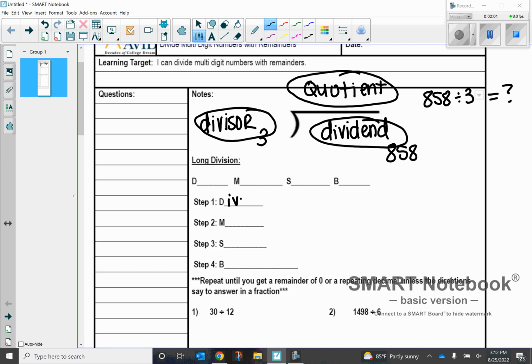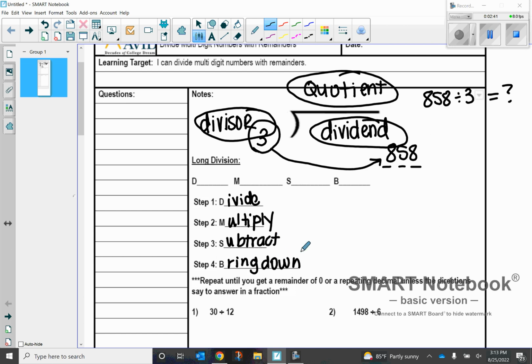Step 1 is to divide. We see how many times our divisor can fit into our dividend. So for this example, we say how many times does 3 fit into 8? And you just go digit by digit. Once we see how many times 3 can fit into 8, we multiply. So 3 can fit into 8 2 times. So then we have to multiply. What is 3 times 2? That would be 6. And we're going to have some left over. So then we have to subtract to see how many we have left over. And then we bring down the next number in our dividend to keep the problem going.